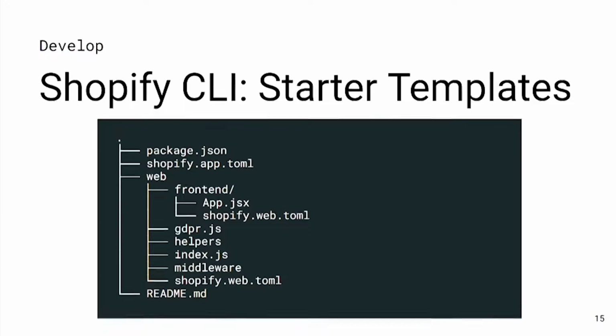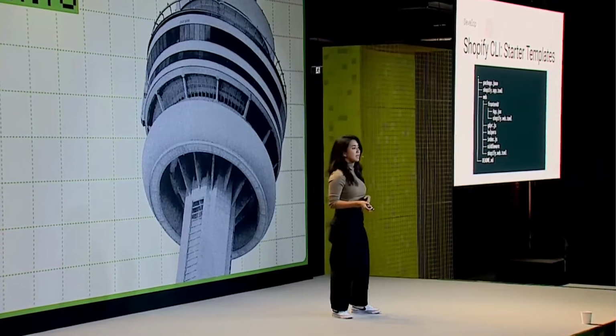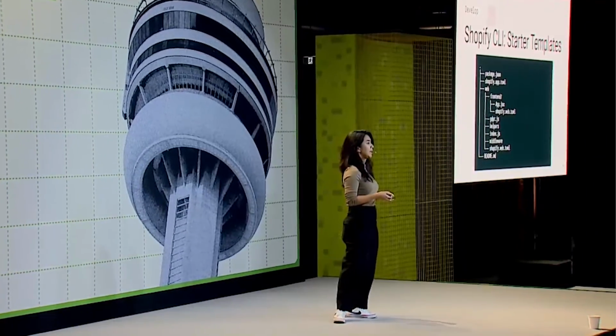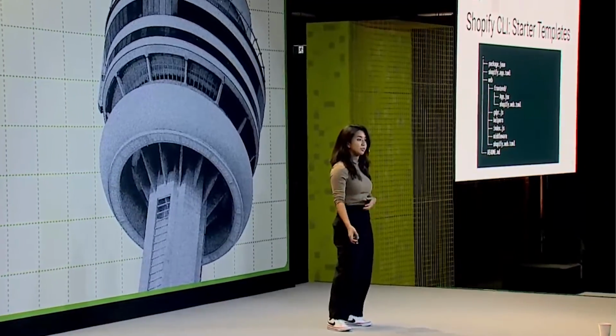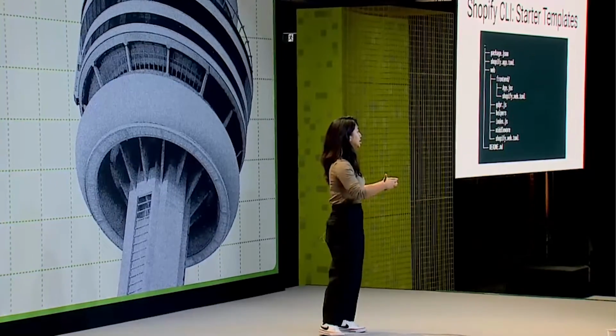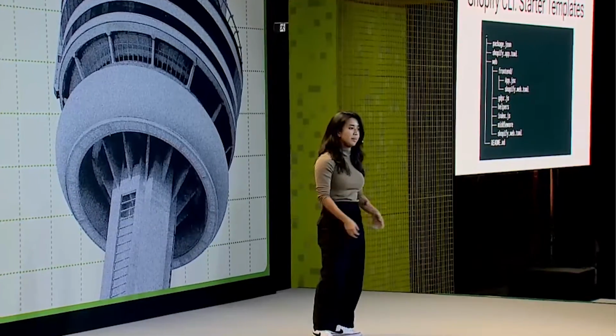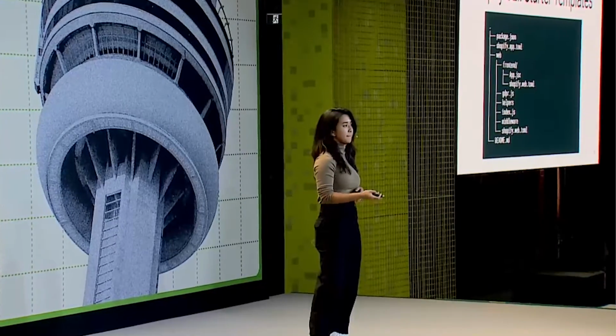You also have helper and middleware folders, which are full of starter code that helps you authenticate to the admin API using OAuth and using the Shopify API library. We also have available storage adapters for any database of your choice. Again, the theme here is simplicity, and we've tried to make it as fast as possible for you to go from app idea to designing your app to scaffolding your app.